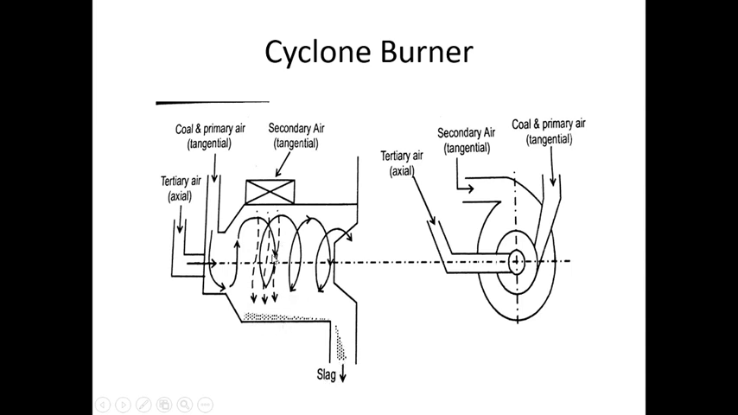So it will not leave the ash to accumulate here. It will force that ash towards the ash handling system, or we can say, the ash collector. So that will be the main thing. So you can see here how the tertiary air is supplied and how secondary air is supplied. All are in different directions, and that will try to maintain the turbulence in the cyclone burner. So this is about the cyclone burner.